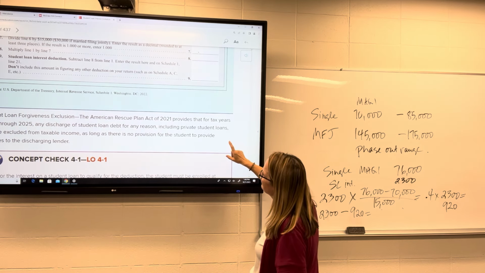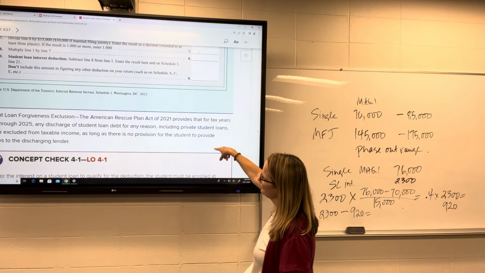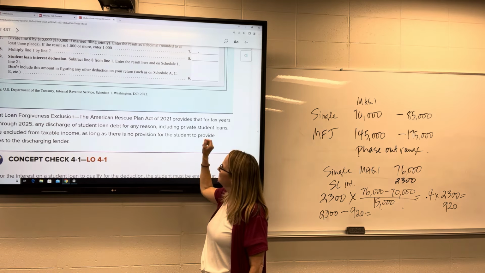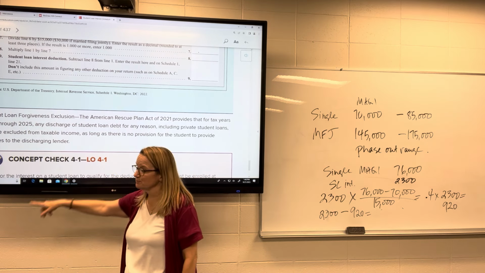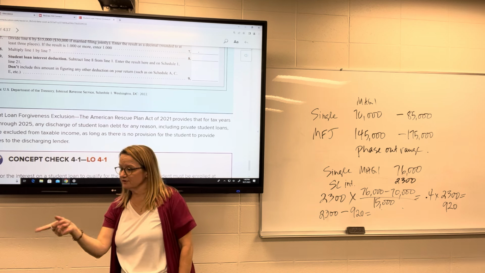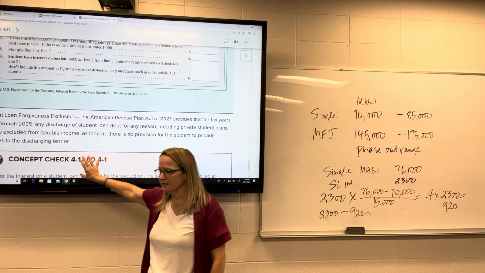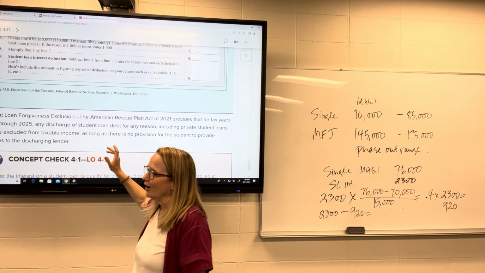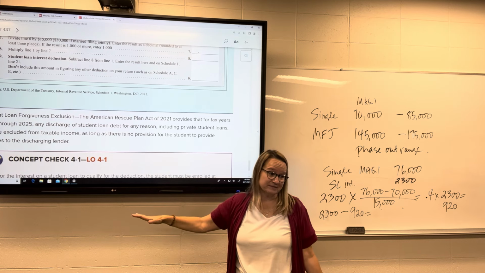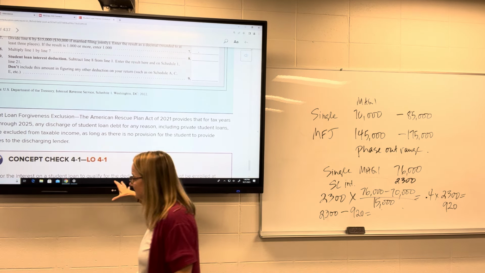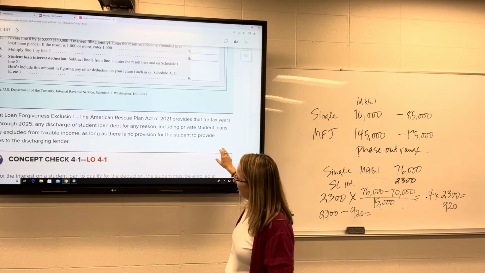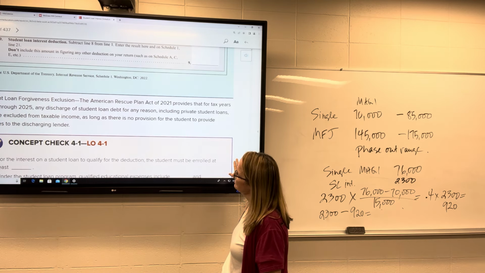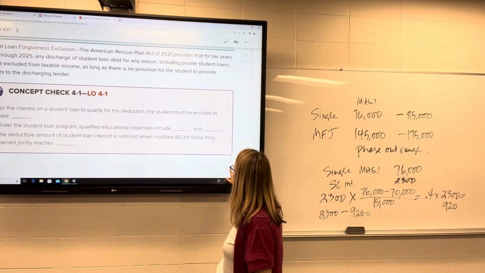So again, the American Rescue Plan provides it for tax years 2021 through 2025. Any discharge of student loan debt for any reason, including private student loans, is excluded from taxable income. Remember I said in the last chapter, debt forgiveness is taxable income. They carved out an exception for a few years for student loan forgiveness. However, let me tell you, student loans are almost never forgiven. Even if you file bankruptcy, you still have to pay your student loans back. It's very, very difficult for people to get out from under student loans, as long as there's no provision for the student to provide services to the discharging lender.